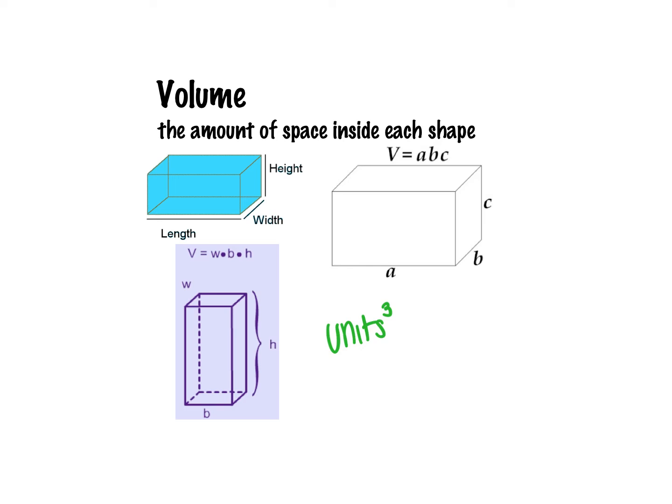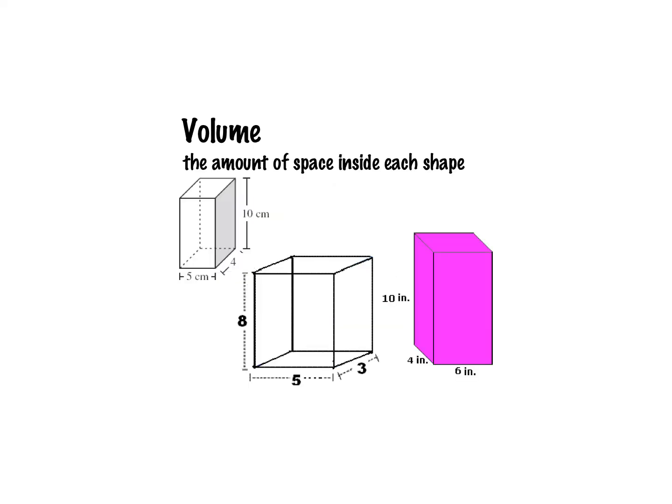The formula for volume is simply taking each side length and multiplying it together. So we're going to do our length times our width times our height. So let's look at a couple examples and see what that looks like.